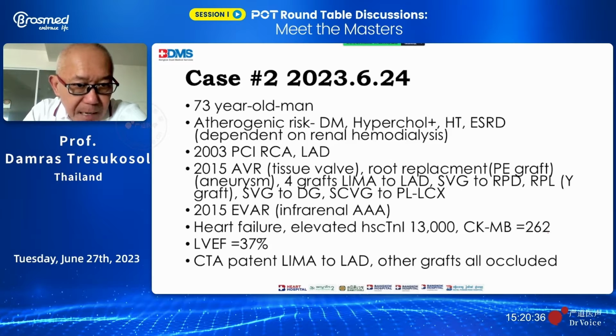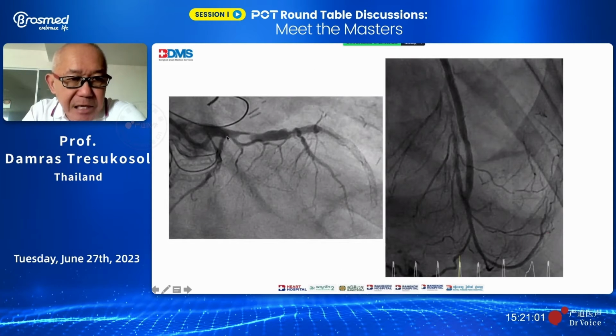No symptom, no chest pain, but heart failure symptoms, and elevated troponin I up to 13,000, CKB of 262. So I made a diagnosis of massive myocardial infarction. EF dropped from 60 to 37%. CT was done, only patent LIMA to LAD, and other grafts were all occluded. So this was an angiogram done just 3-4 days ago.